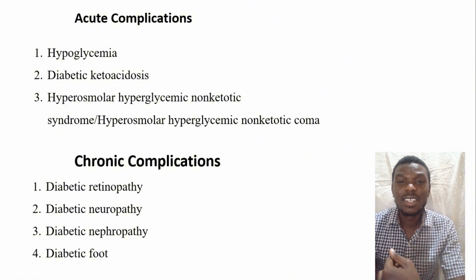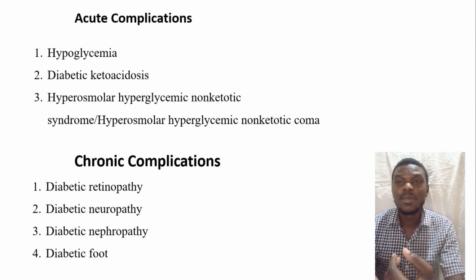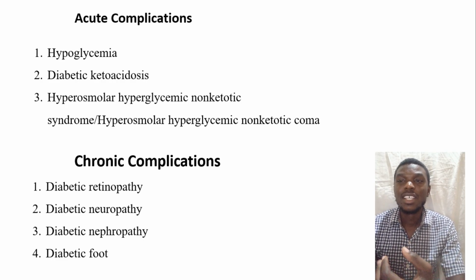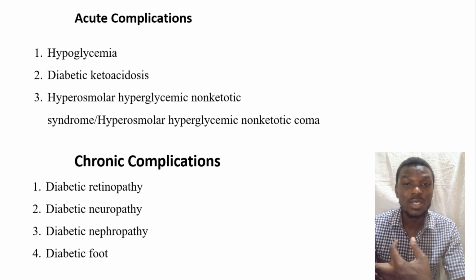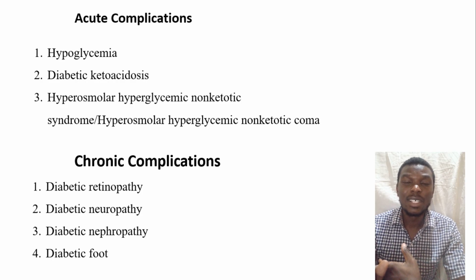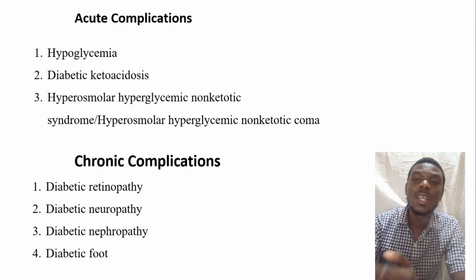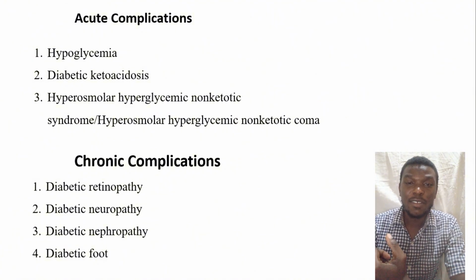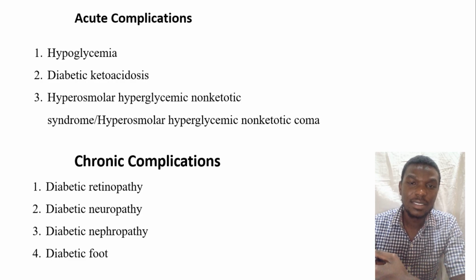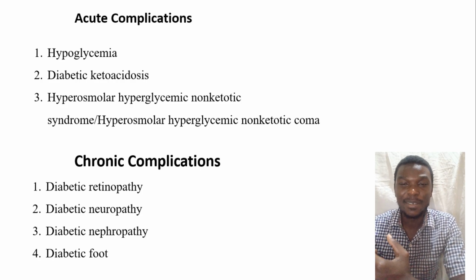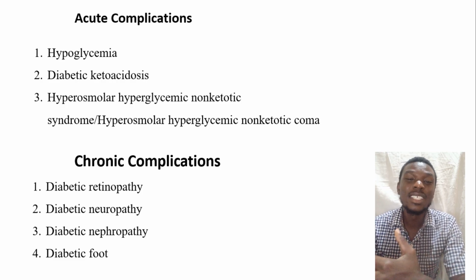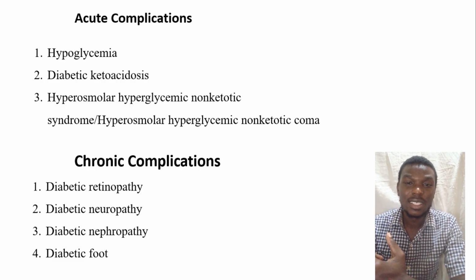So for other chronic complications, you can have retinopathy, you can have neuropathy, you can have diabetic foot or ulcer. You can also have nephropathy, so complications with the kidneys. And other complications like strokes can also lead to amputation, especially if the diabetic foot is poorly controlled or managed.